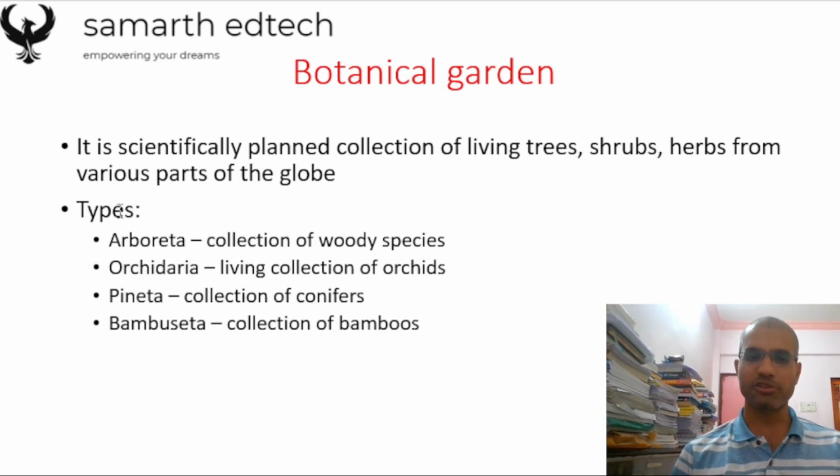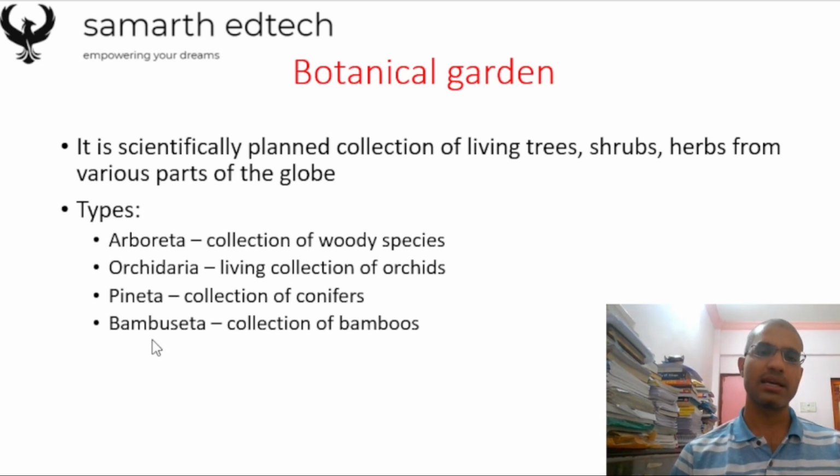So what are the different types of botanical garden? The first one is arboreta. It means a collection of woody species. Then the next one is orchidaria, that means the living collection of your orchids. Then pineta, it means the collection of pines. And then bambusita, it means the collection of bamboos. So these are the different types of your botanical garden.